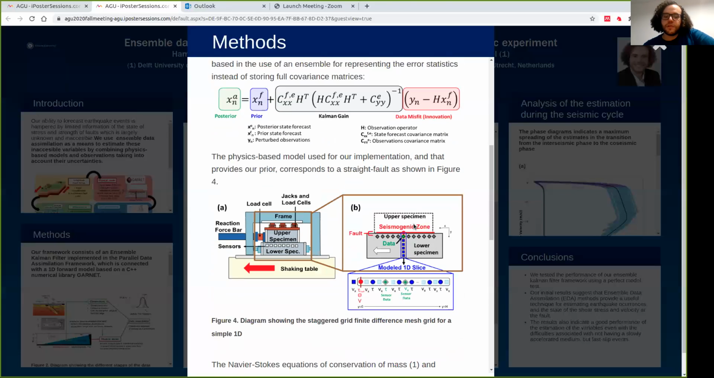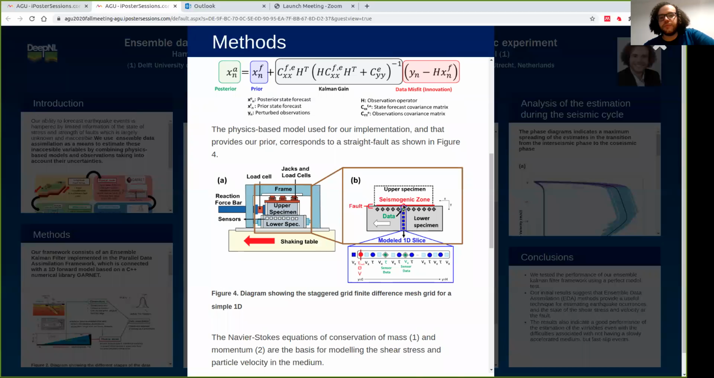Now, we produce our ensemble by imposing different initial shear stress in the seismogenic zone. The results that I will show in the following figures correspond to having 50 different members conforming my ensemble.